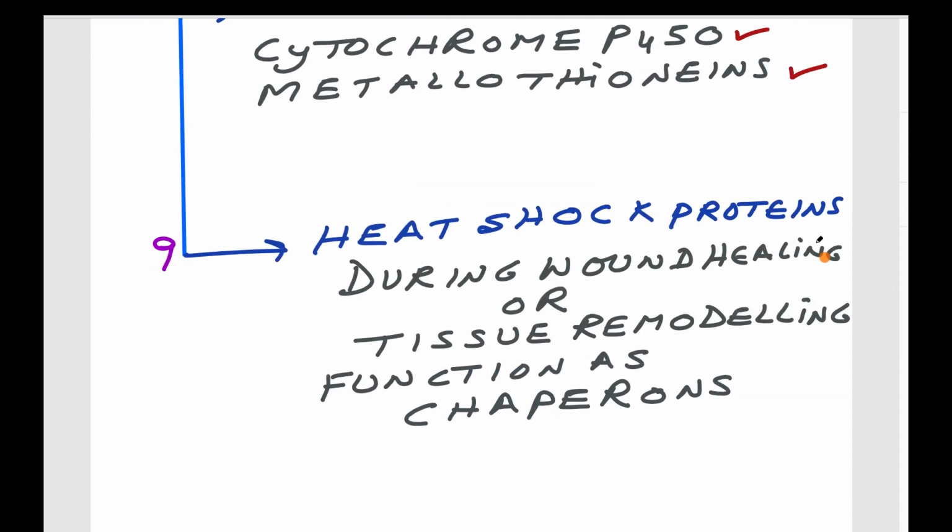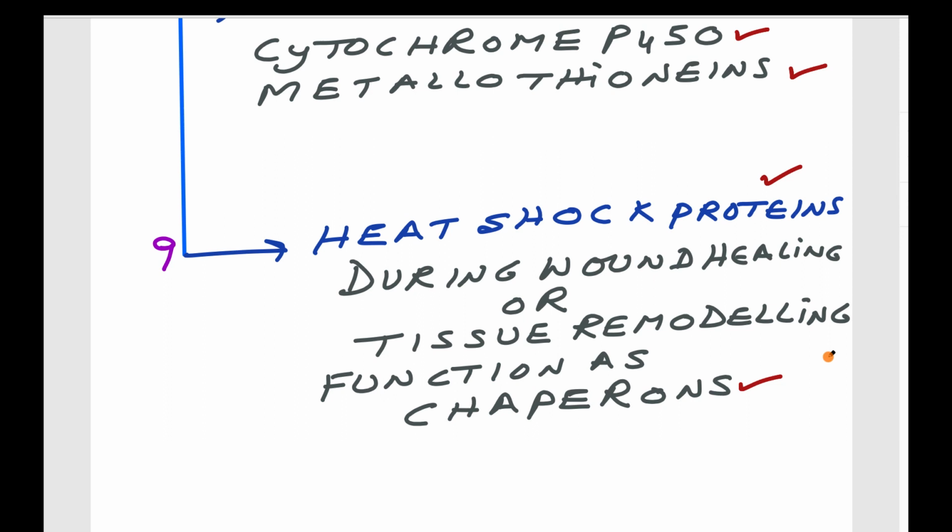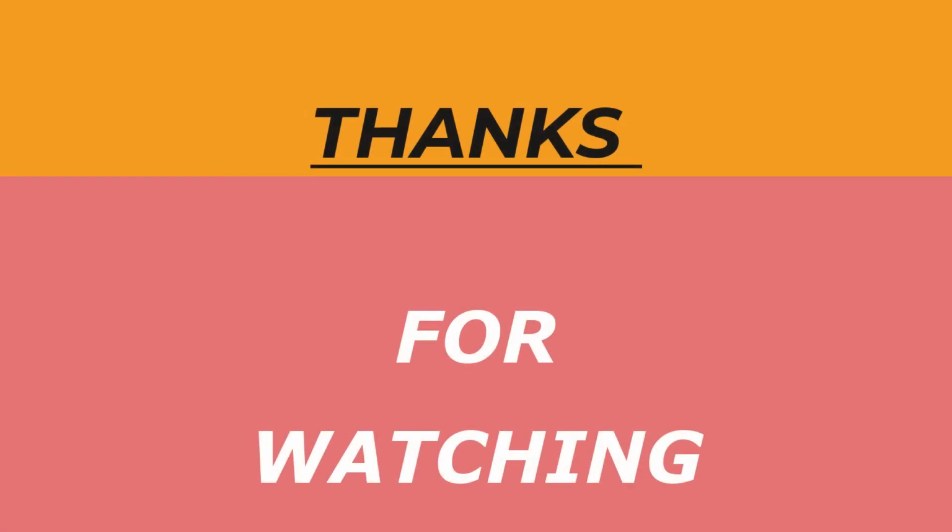Then the next one is heat shock proteins. Some proteins are produced when a person is exposed to extreme heat, cold, UV rays. Generally, this process takes place during wound healing or tissue remodeling. They also function as chaperones. Chaperones are proteins which assist other proteins in various structural modifications, like folding. So these are the various classes and subclasses of proteins classified on the basis of various functions. Okay, thank you very much.